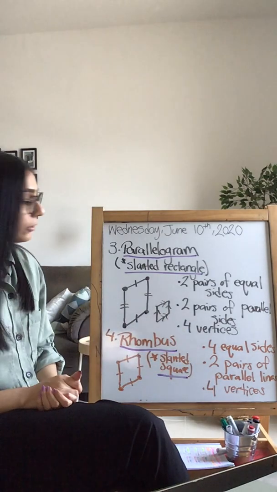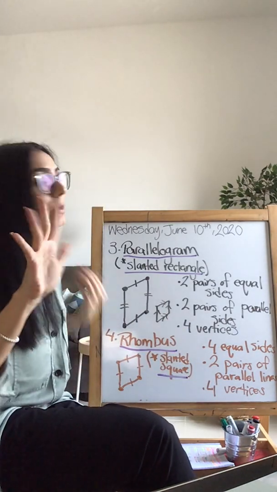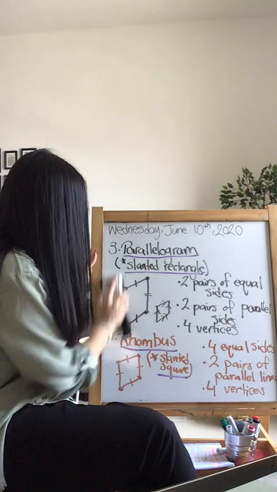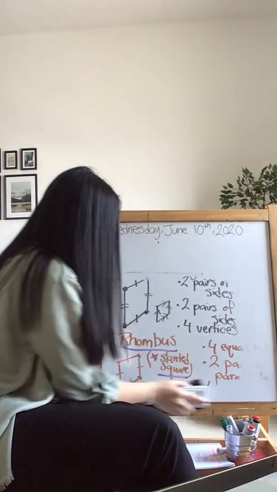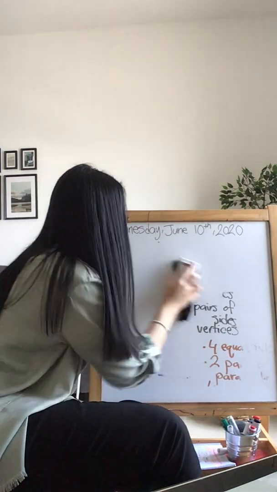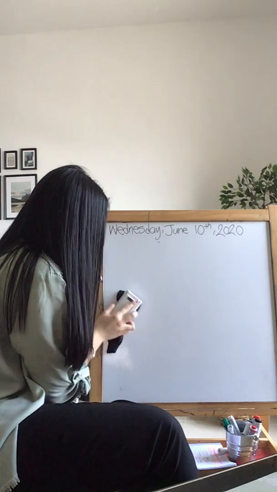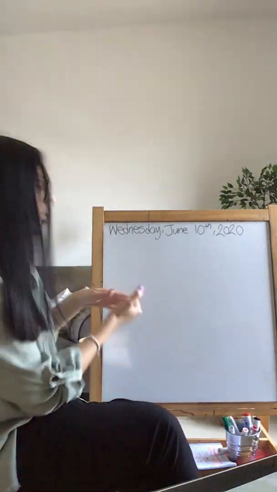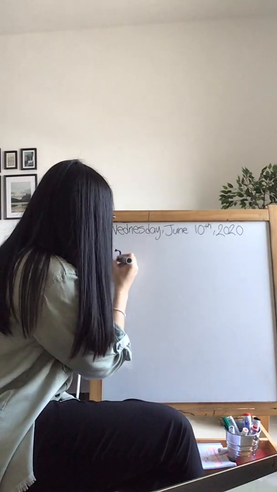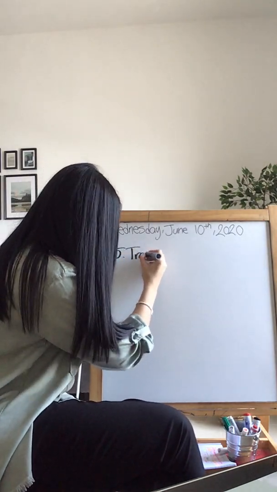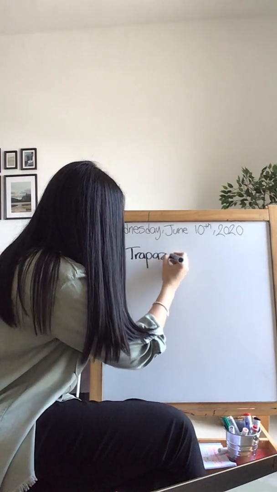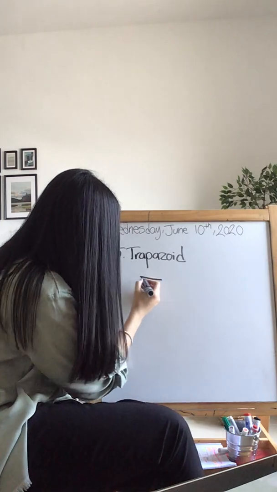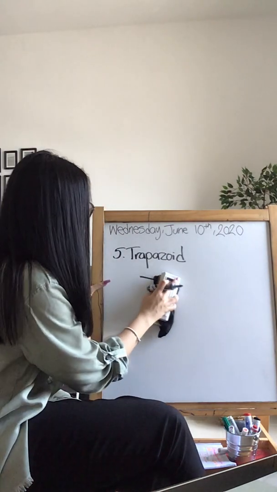So maybe pause the video, and then I'm going to erase this, and we're going to look at the last one, the fifth quadrilateral. Number 5. The fifth one is called a trapezoid. So the fifth is trapezoid. Okay, and that looks like, that's not straight at all.